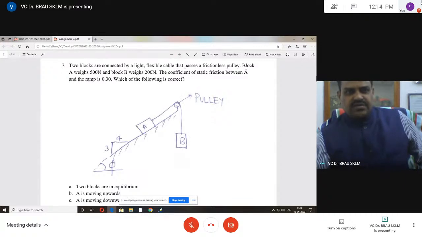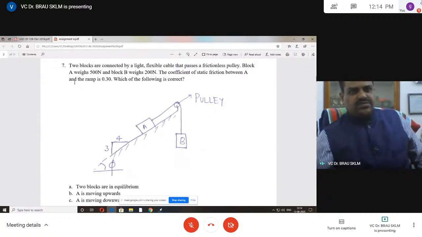The input data is: block A weighs 500 Newtons, block B weighs 200 Newtons. The coefficient of static friction between A and the ramp is 0.3, and the angle is given such that tan phi is equal to 3 by 4. This is the inclined plane concept. Accordingly, this is phi and this is also phi. Tan phi is equal to 3 by 4.